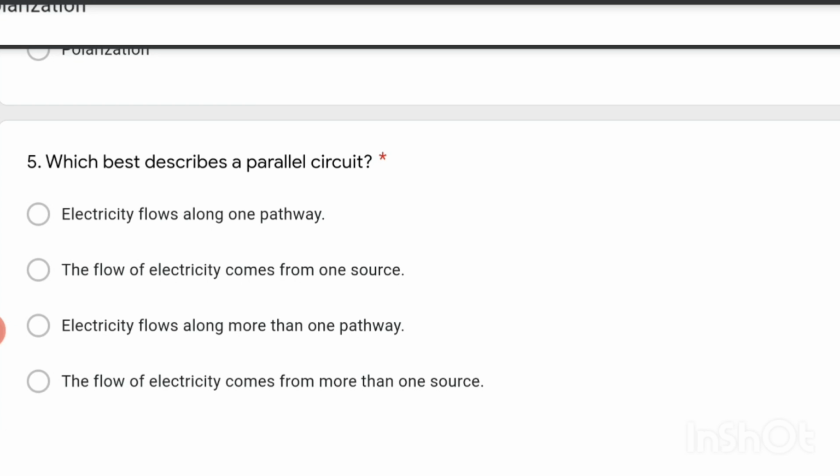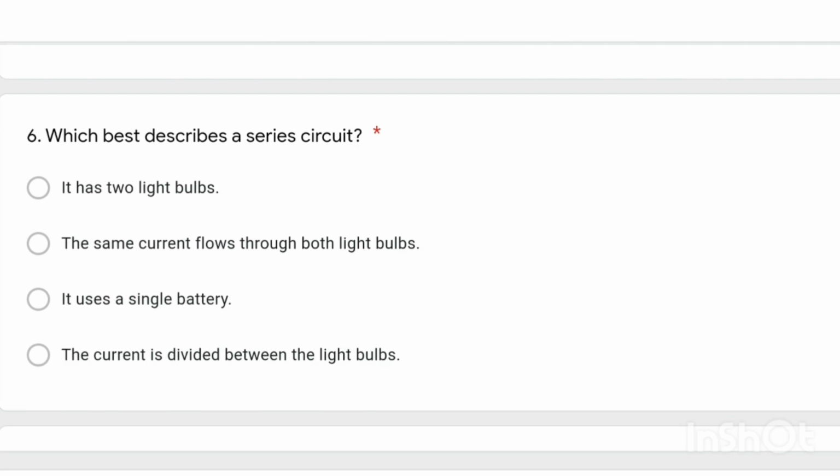In this question, which best describes a parallel circuit? Let us see the options. Electricity flows along one pathway. The flow of electricity comes from one source. Electricity flows along more than one pathway and the flow of electricity comes from more than one source. So as per concept of parallel circuit, multiple pathways are recognized as a parallel circuit. So when electricity flows along more than one pathway, it is called parallel circuit. So C is the correct answer.